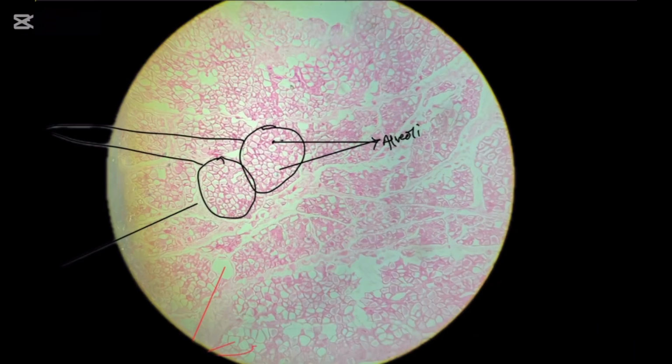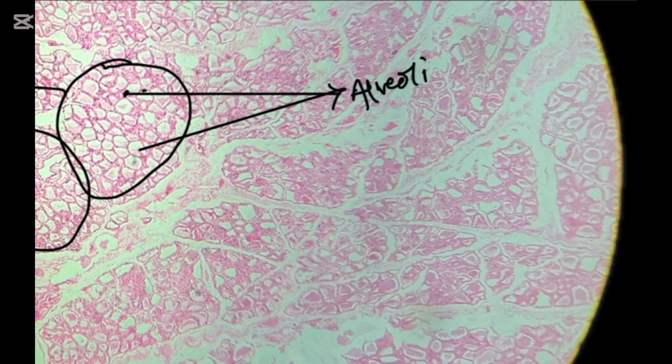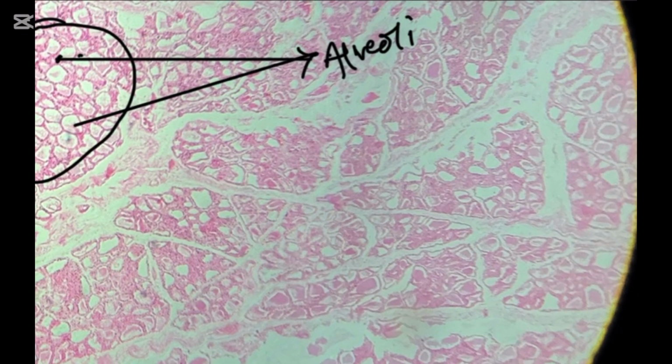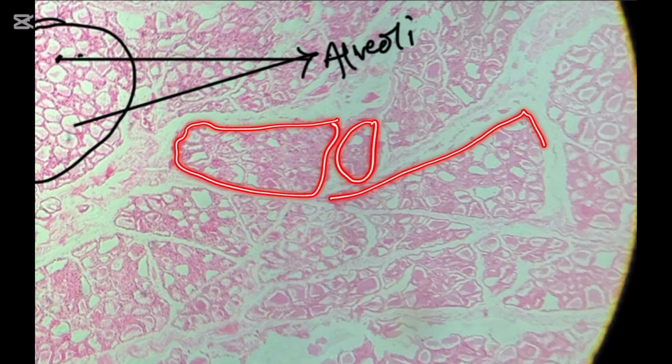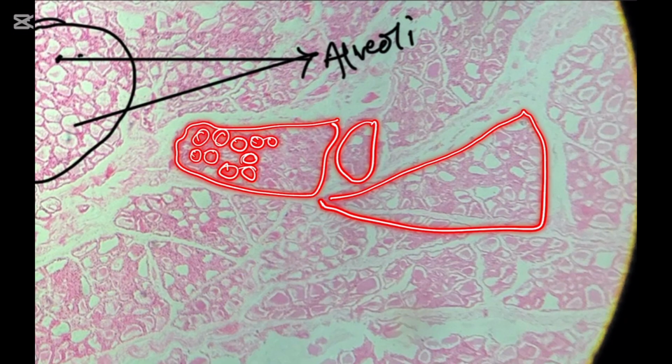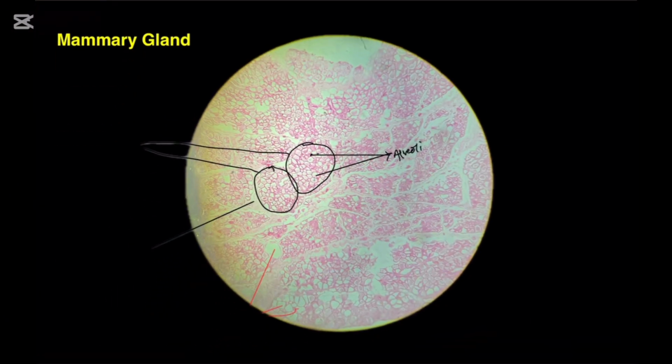So in a histology that can be provided to you in your exam, this is what you can see. You can see these various lobules right here. These are your individual lobules. And each lobule contains lots and lots of acini. And these lobules are separated from one another with the help of fibrous septa. And that's how you can identify the mammary gland.